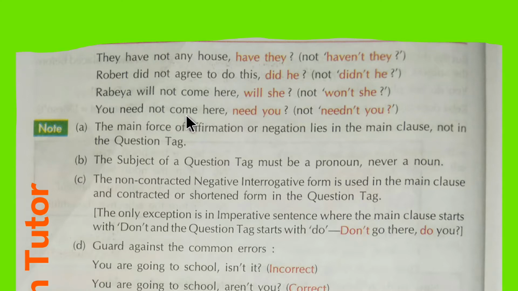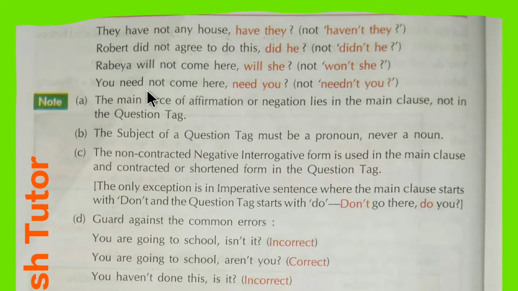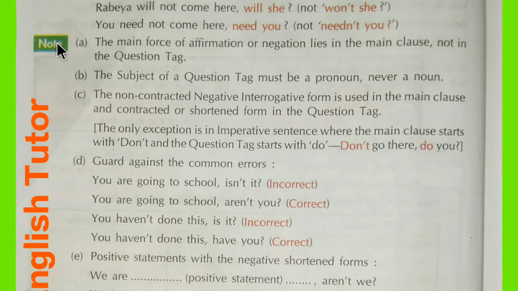Like, you didn't come here, need you? You need not come here, need you? Here, "need" is a modal auxiliary, right? So, "not", right? These things you have to bear in mind, okay? The subject of a question tag must be a pronoun, never a noun, right? The main force of affirmation or negation lies in the main clause, not in the question tag. Okay.